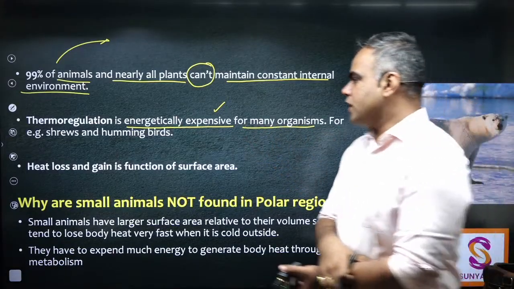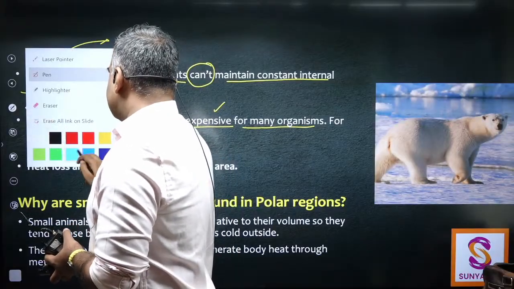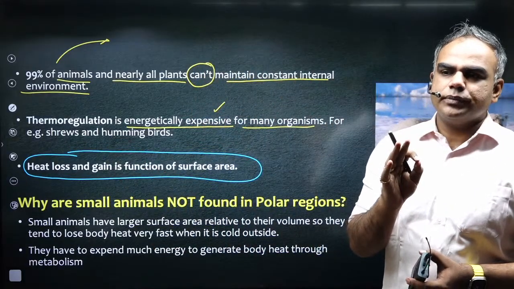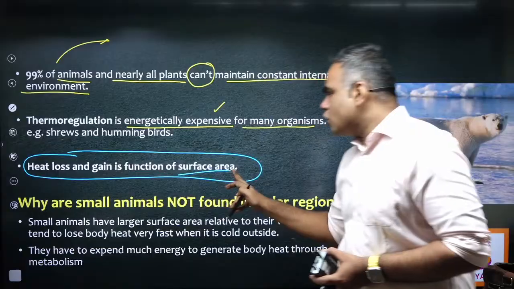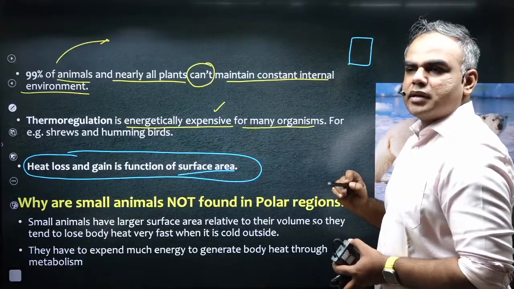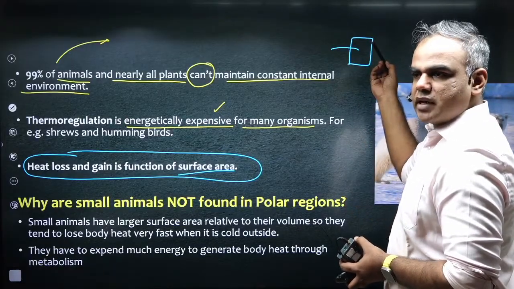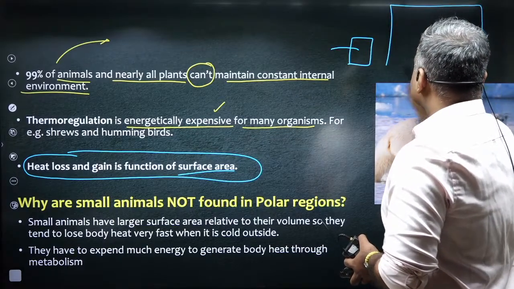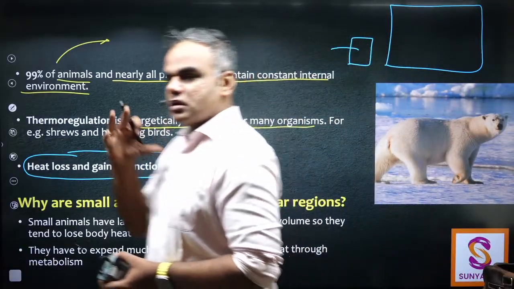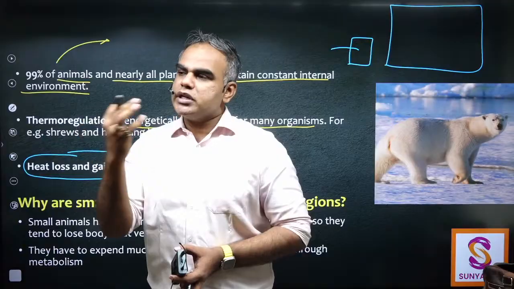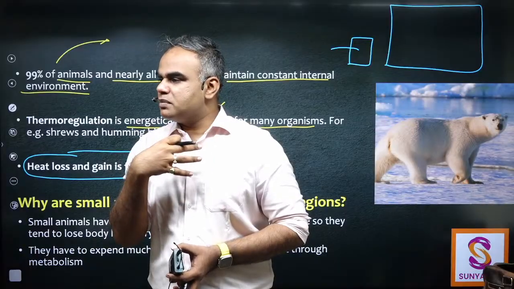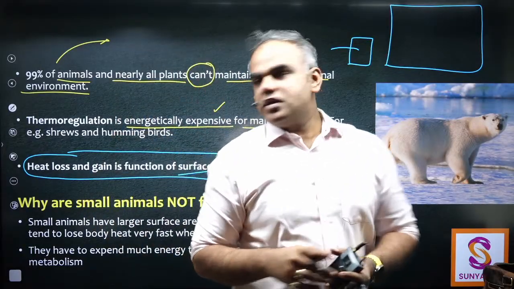So thermoregulation, please remember, is energetically expensive for many organisms. This we know, okay? And this is a very important line, even on which questions can be asked. Heat loss and gain is a function of surface area. अब सोचो, let's say this is a small surface area, I lose less heat in a small surface area. However, if more surface area is exposed, I lose more heat. And if more surface area is exposed, this also means how much heat I lose, I should take more heat than that. So plus or minus जो final होगा, I should be storing some energy with me. Now put this in context and then just see the heading.